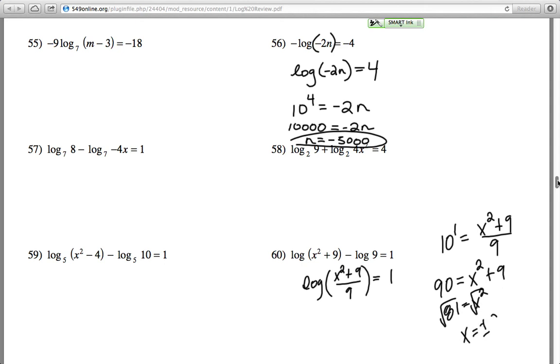You get x equals what? Will both of them work? Plug it in. Will 9 work? Will negative 9 work? Yes. Because when you square a negative, you're going to get a positive anyway, so they both work. Does that make sense? Yes.